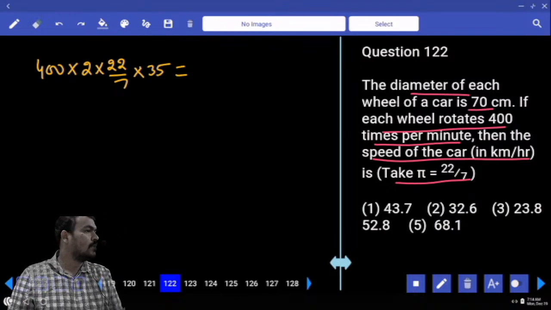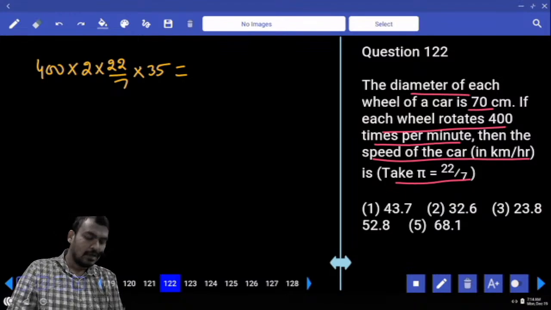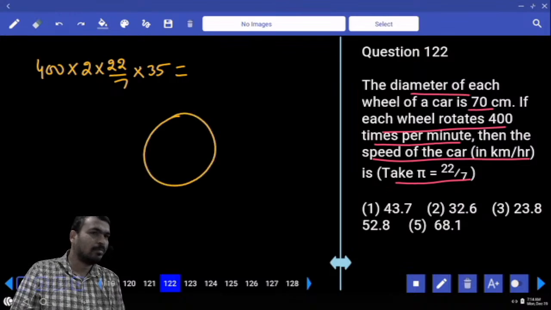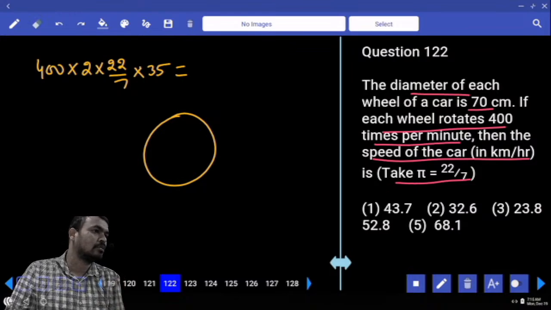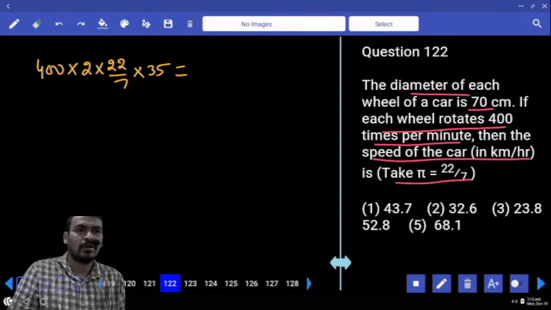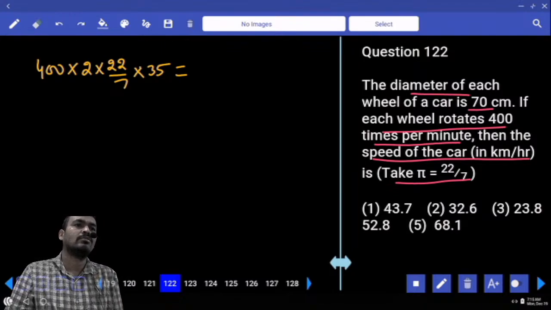Is it distance or time? Distance. What is the one rotation distance? 2 pi r. How many rotations here? 400. A car wheel is in which shape? Circular. One rotation of a wheel means one rotation of a circular road. So 400 rotations give 400 into 2 pi r. That is the distance covered in 400 rotations. The same distance also equals speed into time.